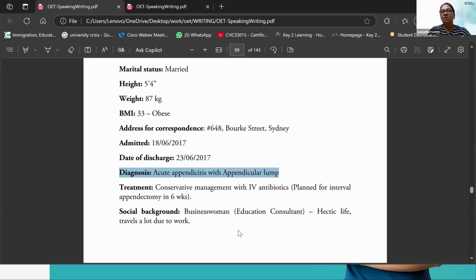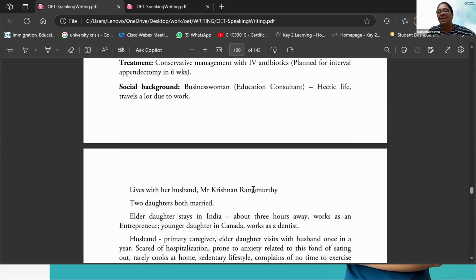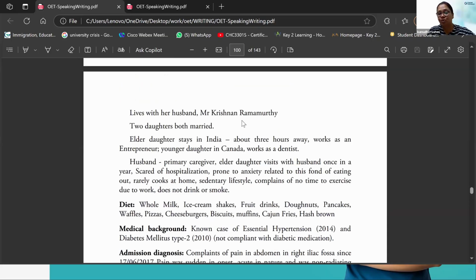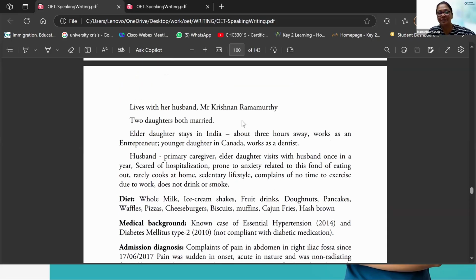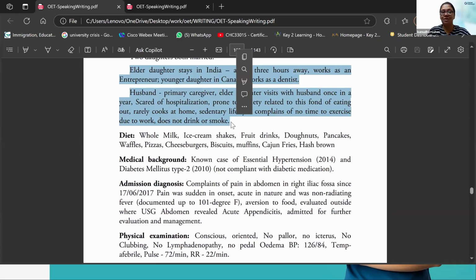Now, for a nurse who is just going to the patient's house to tell her how to administer insulin injection, does not need anything in detail about her social background. She does not need to know that she has 2 daughters or she lives with the husband. All of this social history can be omitted. You don't need to use any of the social history.